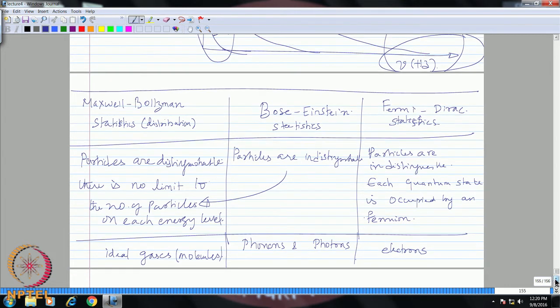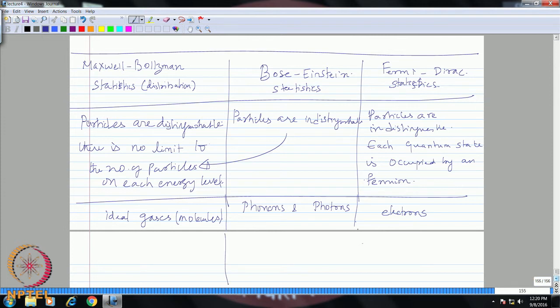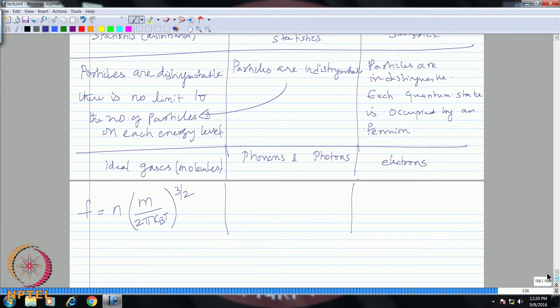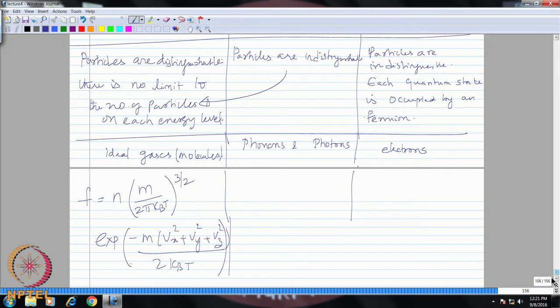Okay. So, in summary, their distribution functions look like, for example, the case of Maxwell-Boltzmann, you have n number of particles per unit volume. So, you have (m/2πk_BT)^(3/2), where m is the mass of the molecule, right. So, exponential of minus m(Vx² + Vy² + Vz²)/2k_BT. So, this gives you the distribution function, the distribution of particle density per unit volume.